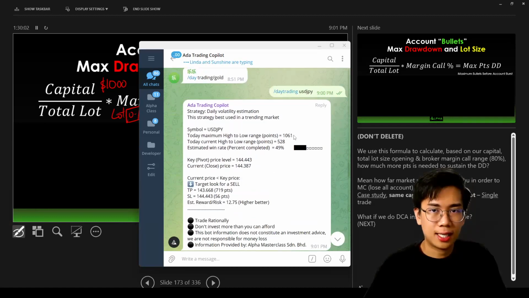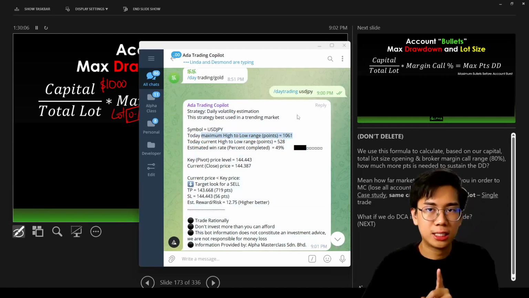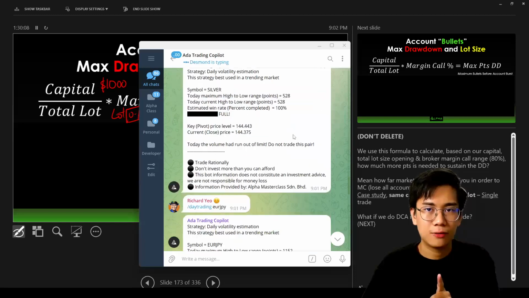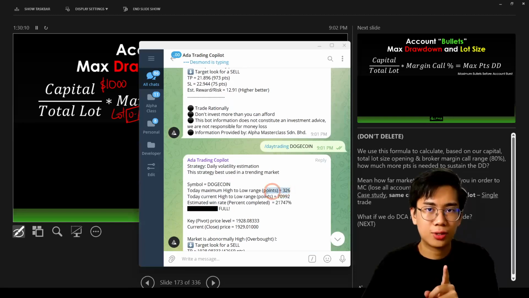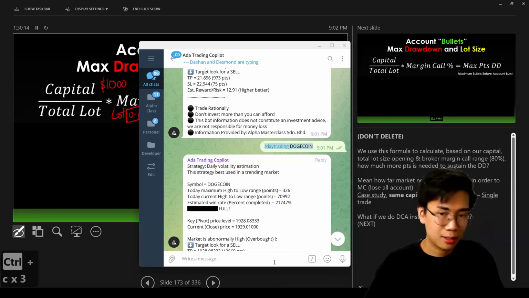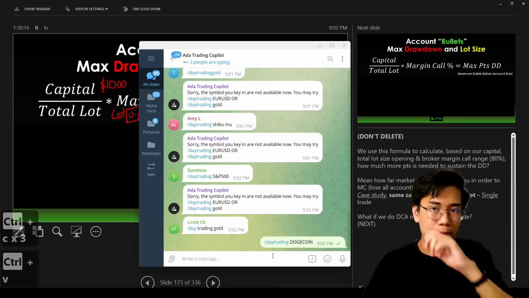So how to read the data? Right now, we only take the first number. For USD the price is 1061. For silver, okay, for Dogecoin, something is wrong with Dogecoin. Dogecoin, I'll call it again. Okay, I point again.